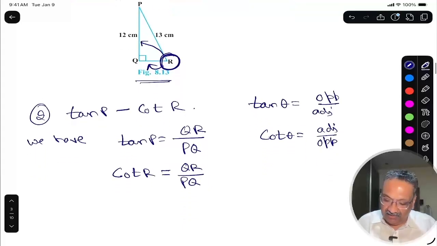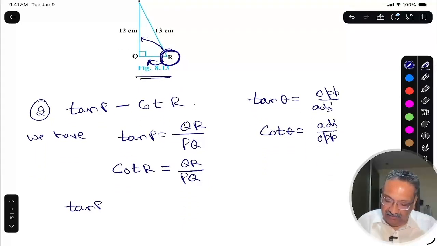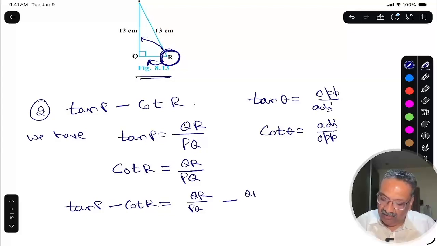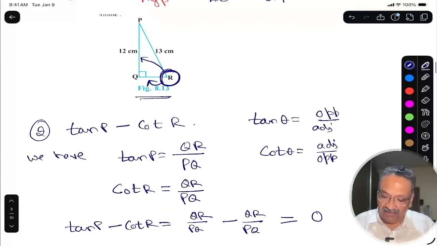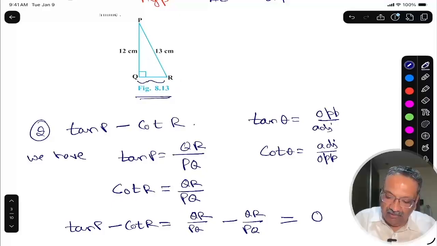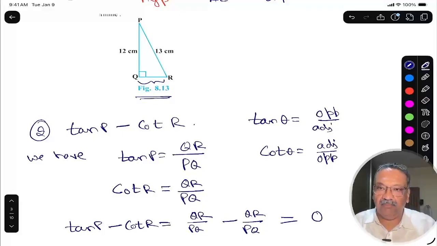Okay, what they have asked? They have asked is tan P minus cot R. So it is equal to QR by PQ minus QR by PQ, which is equal to 0. Both will get cancelled. Okay, this is the easiest way of doing this. ಇದನ್ನು ಇನ್ನೂ ಒಂದು ಥರ ಮಾಡ್ಬೋದು. ಹೇಗೆ ಅಂದರೆ by finding the value of QR. ಹೇಗೆ QR ವ್ಯಾಲ್ಯೂ ಹೇಗೆ ಬರುತ್ತೆ ನಮಗೆ? See by using Pythagoras theorem.